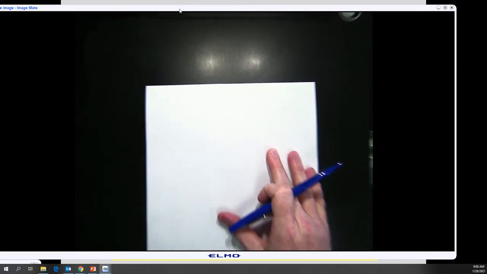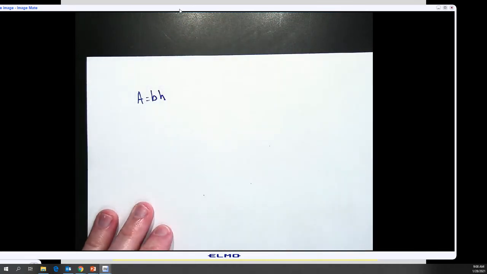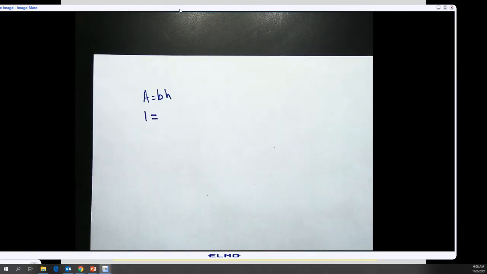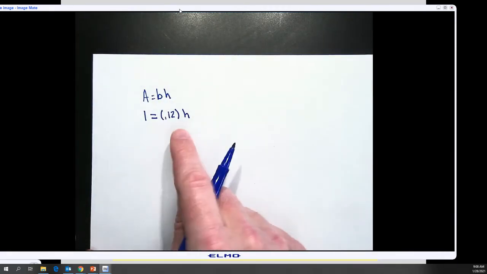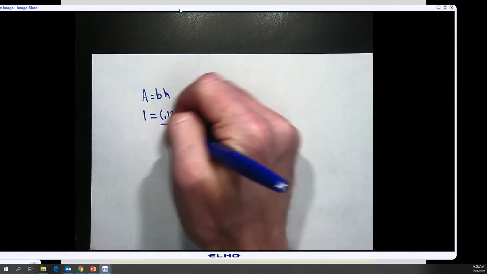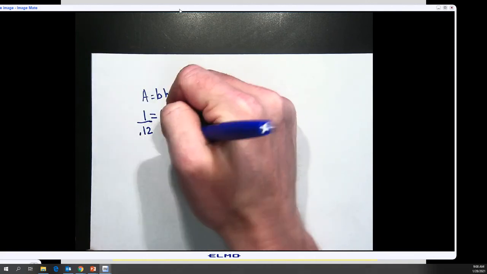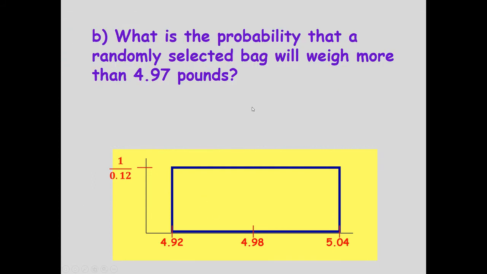So if I tell you the area of a rectangle is base times height, and I tell you the area has to always be 1 in this probability situation, the area is always 100%, and you know your base, in this case 0.12, then algebraically, if you want to find the height, all you got to do is divide by 0.12. And you know it's true because it rhymed. So h is equal to 1 divided by 0.12. Now we can start answering different questions.